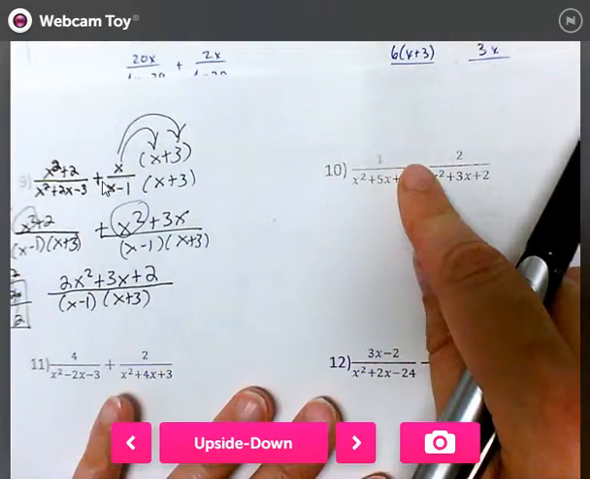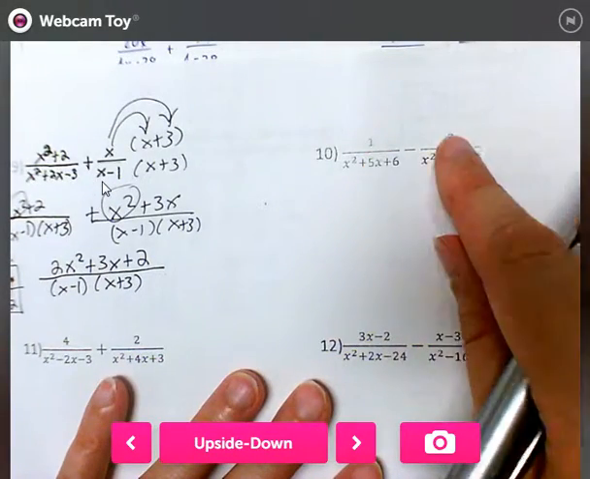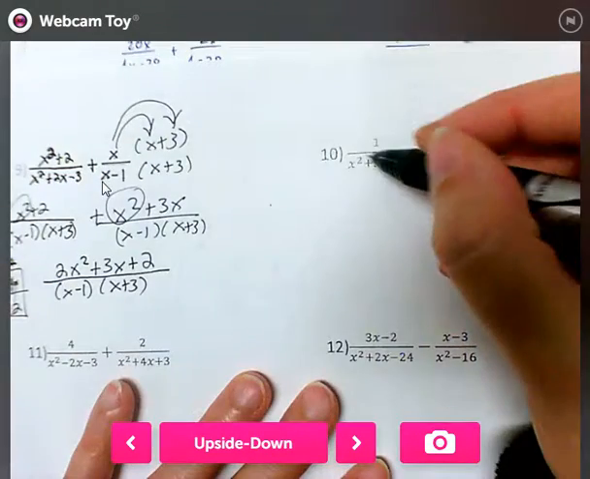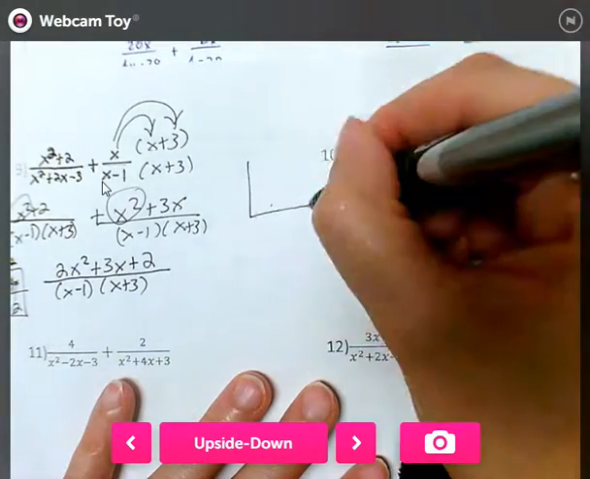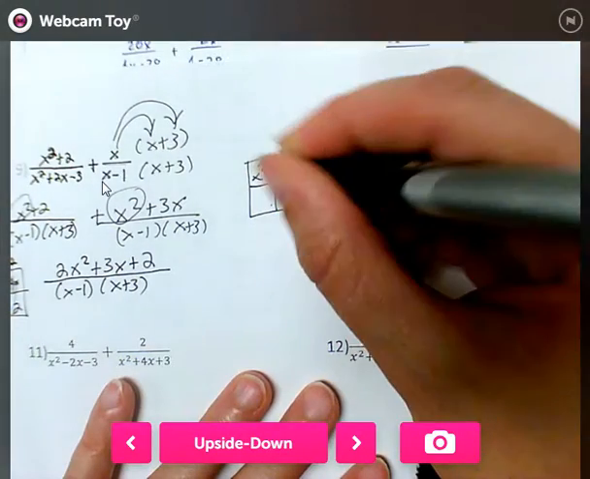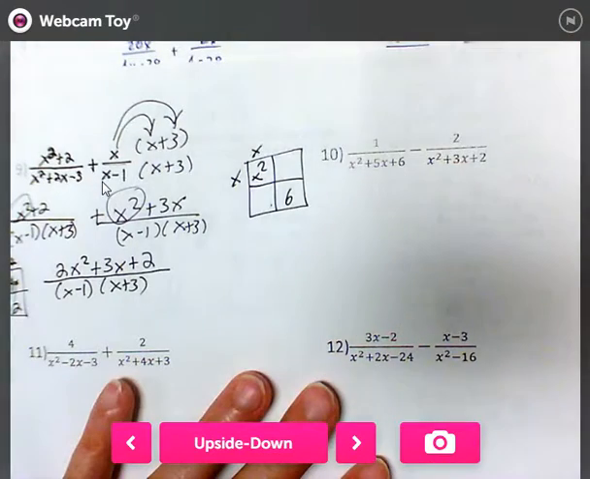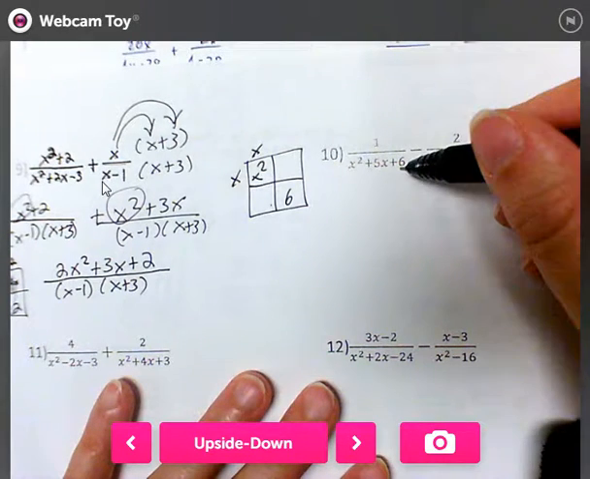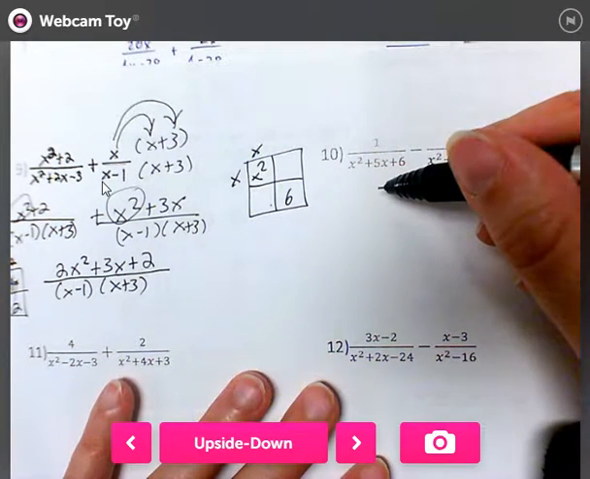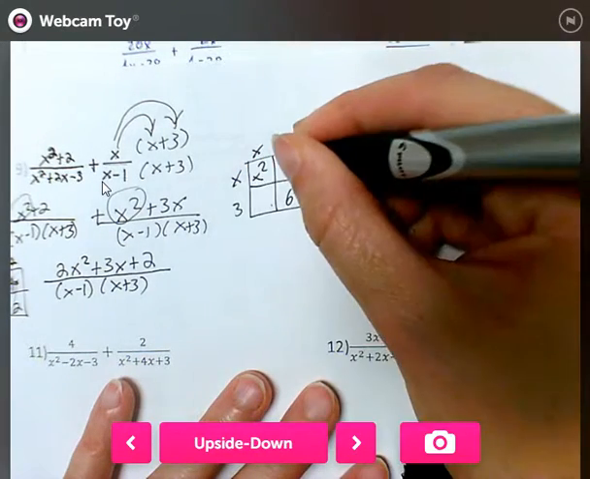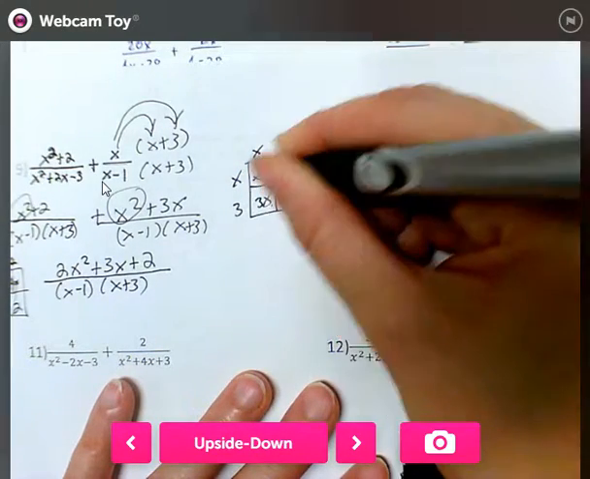Now, number 10 looks a little tough because I know I'm going to have to factor both of the bottoms. Okay? So I'm going to do the one on the left side first. I like my Punnett square, x squared and 6. What multiplies together to give us 6, but adds together to give us 5? Oh, 2 and 3, right? 3 and 2, 2 and 3, either way. Those add to give us 5.